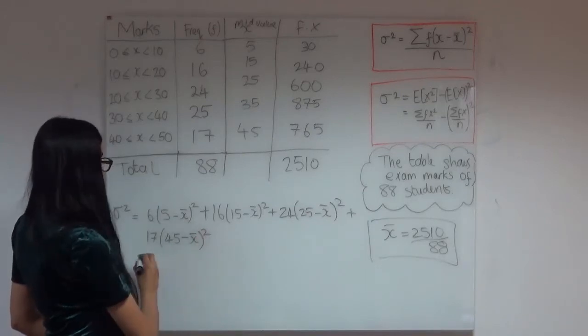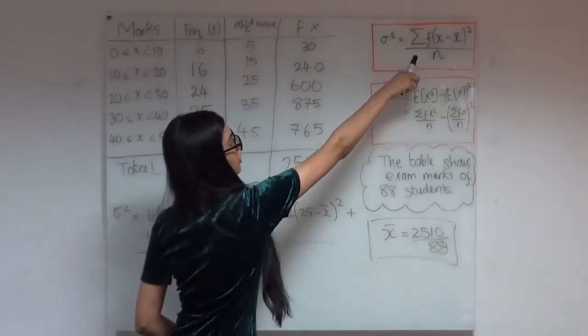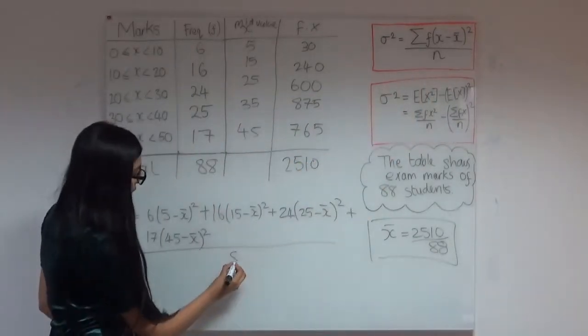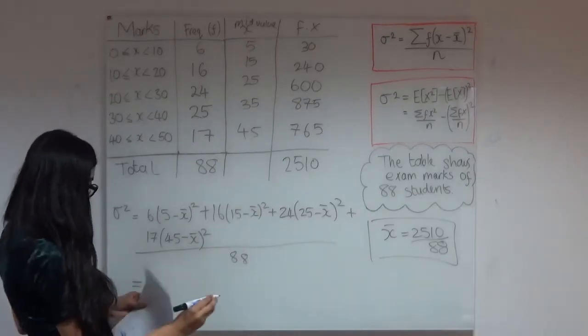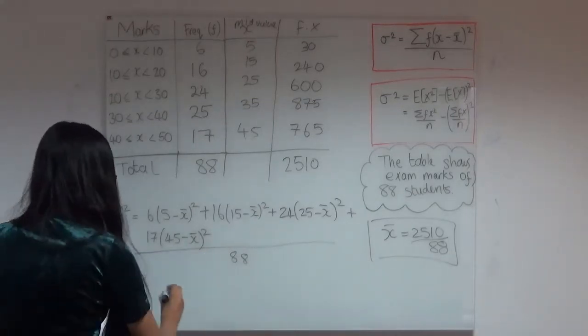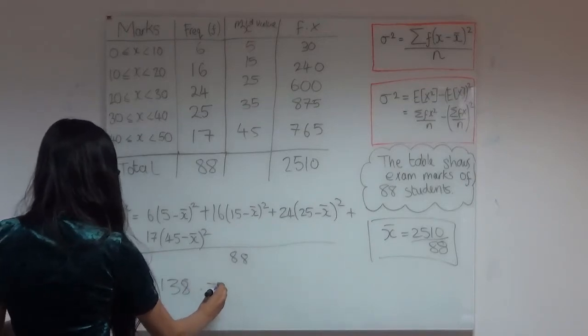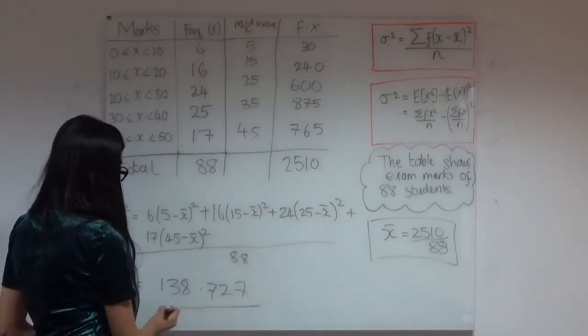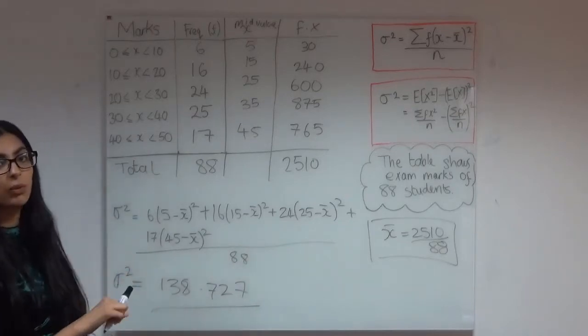And then this is all divided by n. Using this formula, divided by 88, which is the sum of f, this should give you the value 138.727 to 3 significant figures. This is the value for the variance, which is sigma squared.